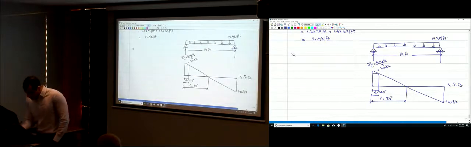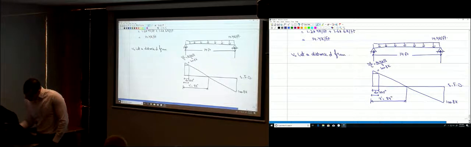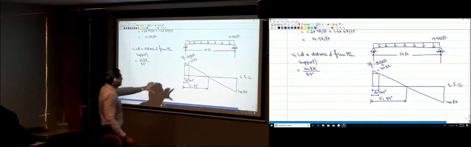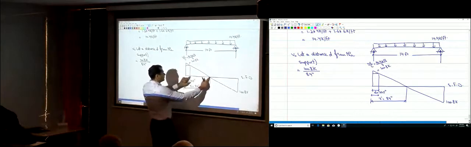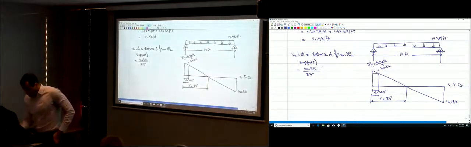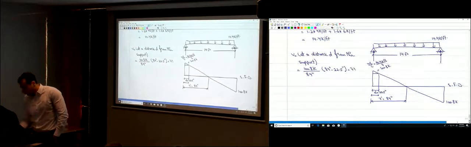So V ultimate at a distance D from the support, how much would that be? 100.8 kips divided by the 84 inches, 108 divided by this distance, multiplied by this distance. How much is this distance? It's the 84 minus 22.5, 84 inches minus 22.5 inches. So that is equal to 73.8 K.